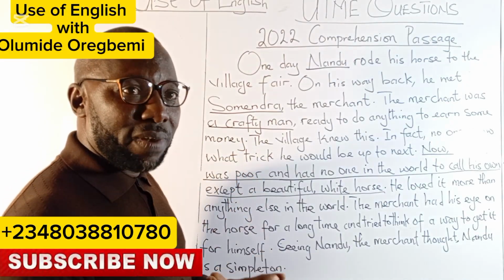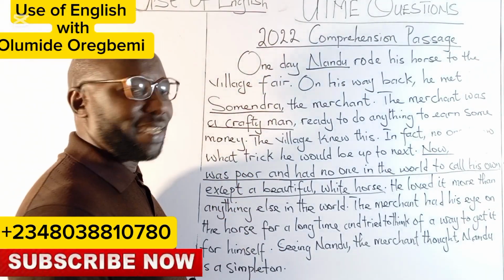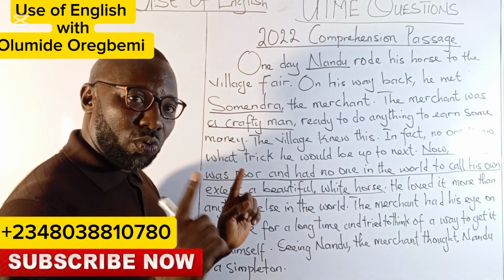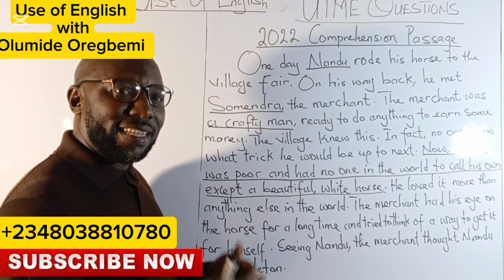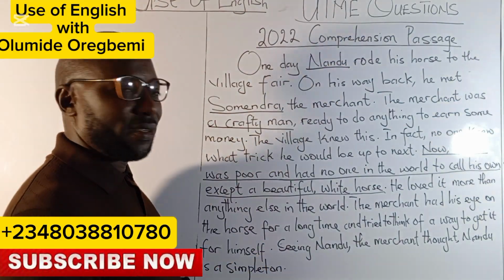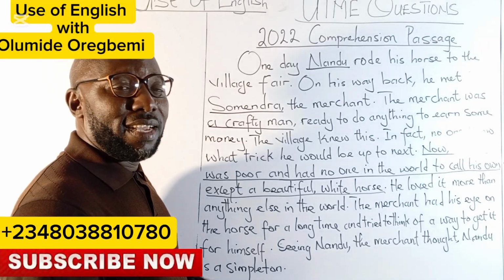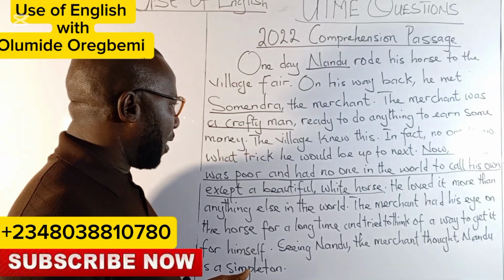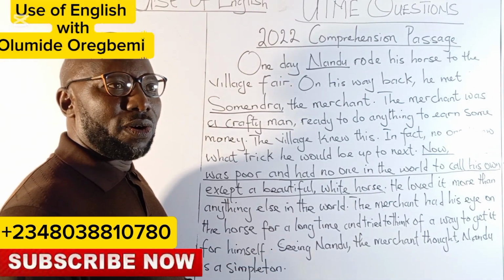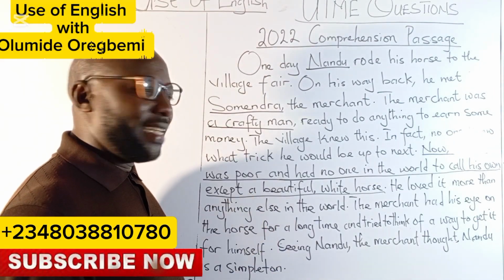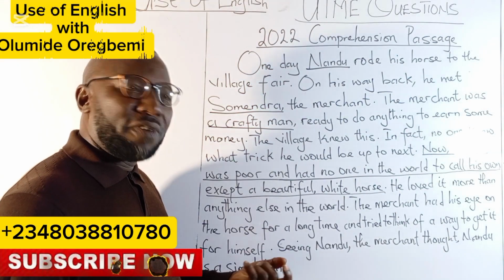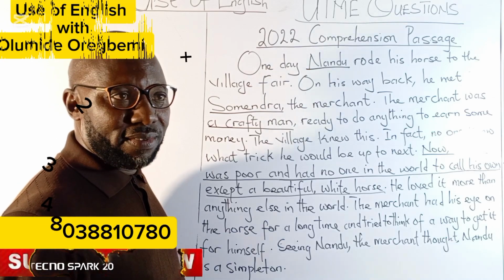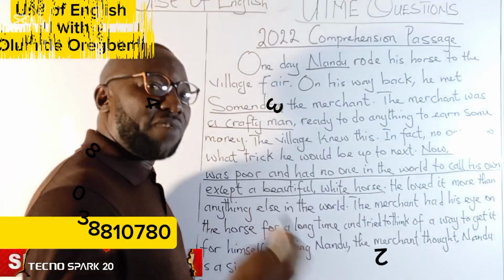And that's why vocabulary plays a major role in understanding a comprehension passage. Now, having known this, you have seen the two characters involved, you have seen their status. The first character has a poor status, the second character has a crafty nature. Now, the one that has a crafty nature was still interested in trying to convert the poor man's horse, which was all he had in his life, to his own.